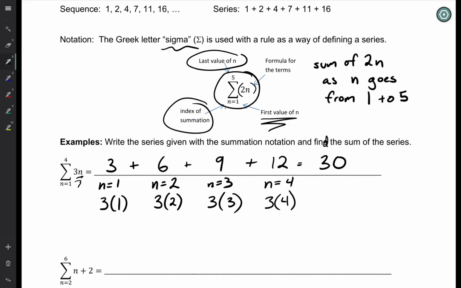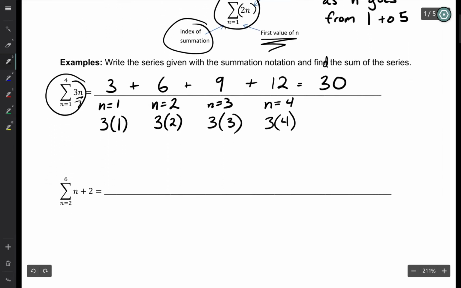So this sum here has a single value. It's just 30. We can express it as a series. Let's look at one more example. This says the sum of n plus 2 as n goes from 2 to 6. So let's write that down. Start where it says to start, n equals 2. Plug that in. 2 plus 2 is just 4. My first term is going to be 4.